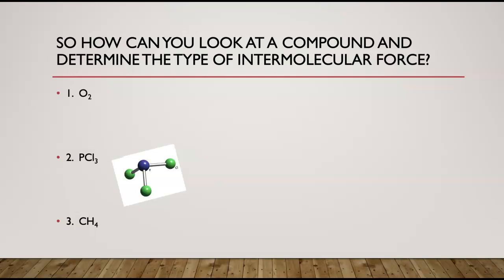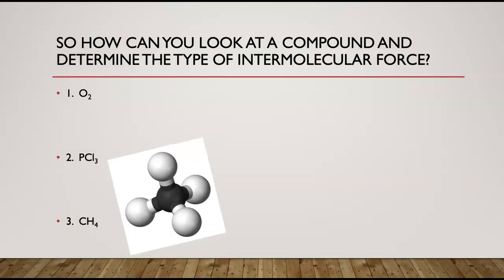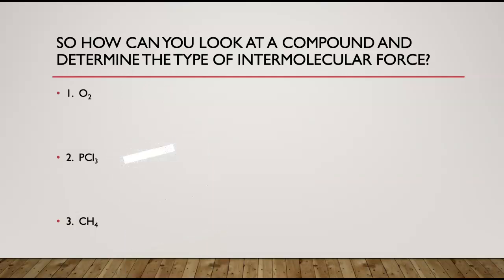So remember that in order to do this, you first need to visualize what these molecules look like. You need to visualize their shape and the electronegativity difference. So the first one, since it's just O2, would look like this. A linear molecule, no difference in electronegativity between the two oxygen atoms. So our only intermolecular force there is going to be London dispersion.